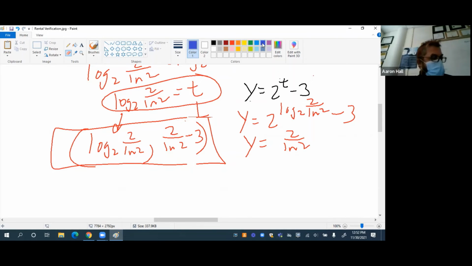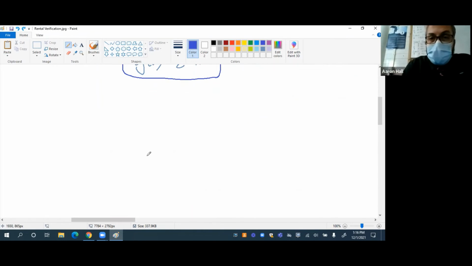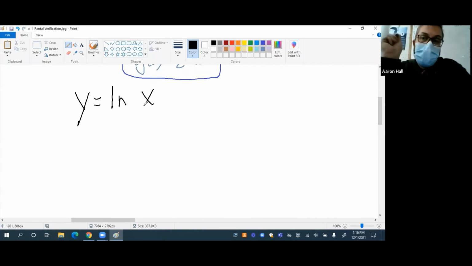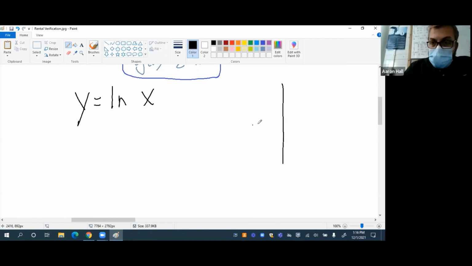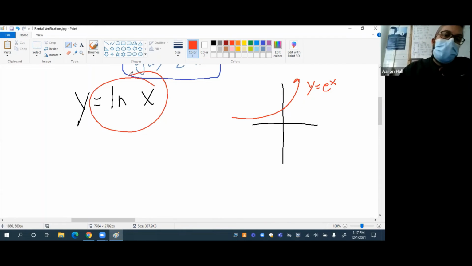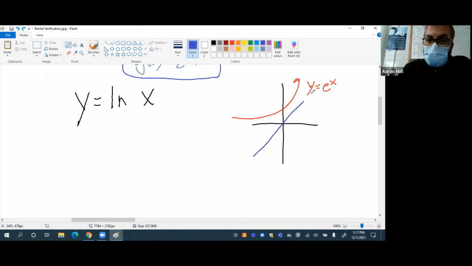Let's see where we are. Ah, our last flashcard. No, 2 more flashcards. Okay. I want to find when I have y equals ln of x, and I want to find the derivative of this. If we know that y equals e to the x looks something like that, then we know that this function, ln of x, is going to be a reflection across the y equals x. So it will look something like this. This is my y equals ln of x.